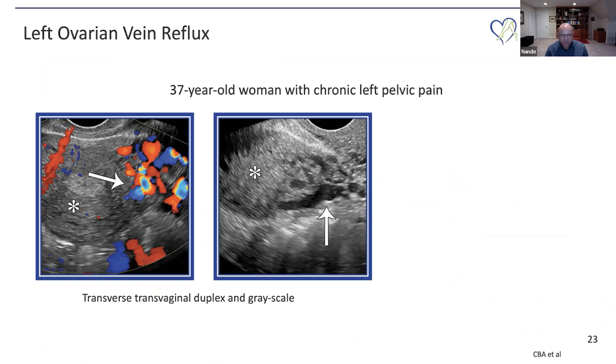All right, let's move on to some cases. Transverse and transvaginal duplex and grayscale ultrasound images are shown here, with the uterus marked with asterisks, showing dilated left periuterine vessels measuring greater than 4 millimeters in diameter.